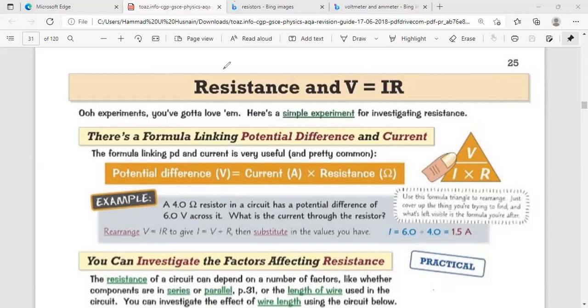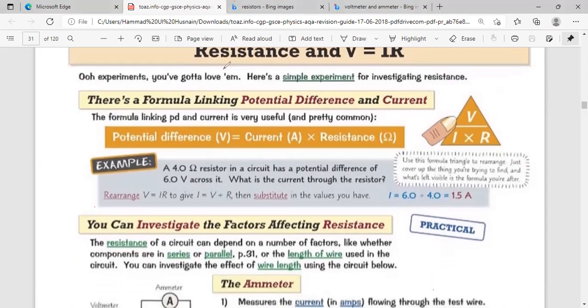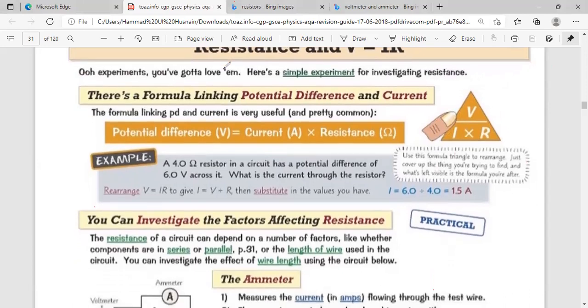Now here is a simple experiment for the investigation of resistance. There is a formula linking potential difference and current. That formula, V is equal to IR, is very useful, and we call it Ohm's law. Potential difference is equal to current times resistance. This is the same formula I told you. You need to remember it, because in many numericals this formula will be used.